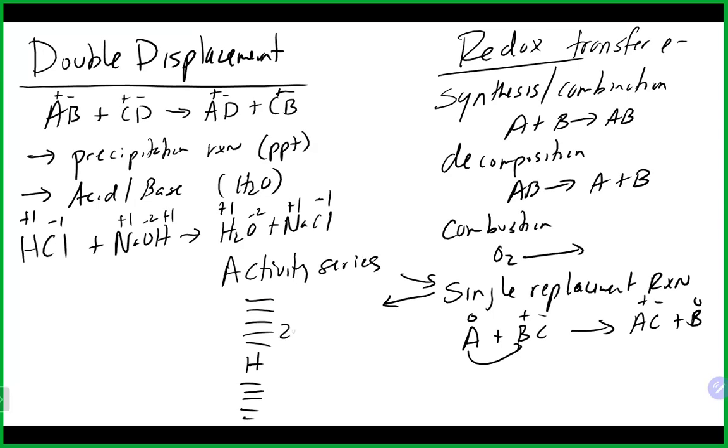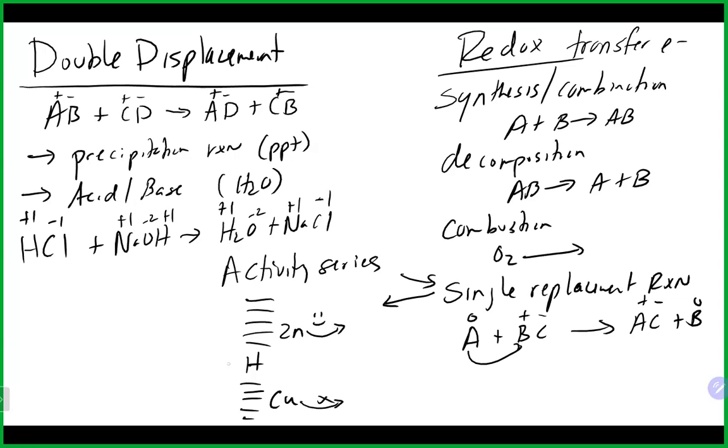So if you look, you would see zinc higher than hydrogen, which means zinc would be able to kick out hydrogen. You would look on this list, you see maybe copper that is actually lower than hydrogen, which means it would not be able to come in and kick it out. This guy would be able to kick it out because it's more reactive.